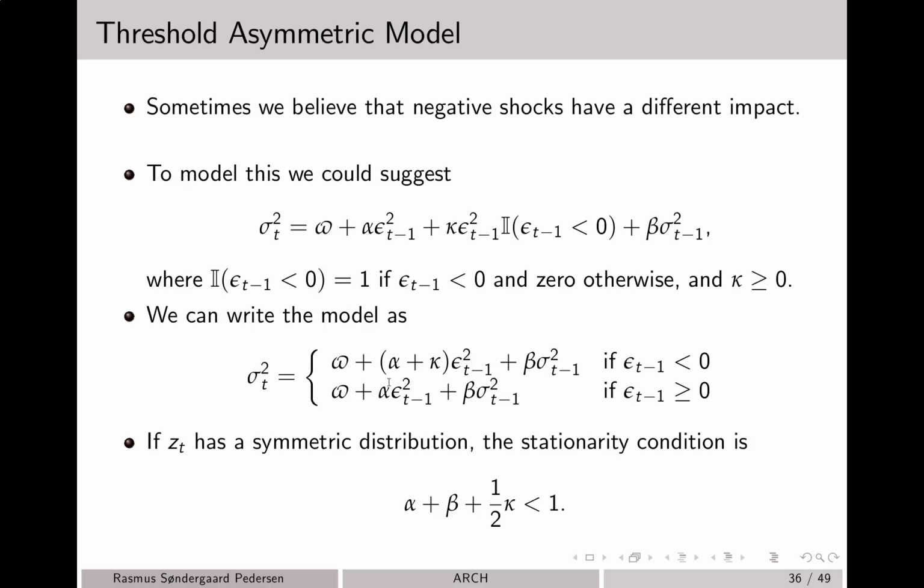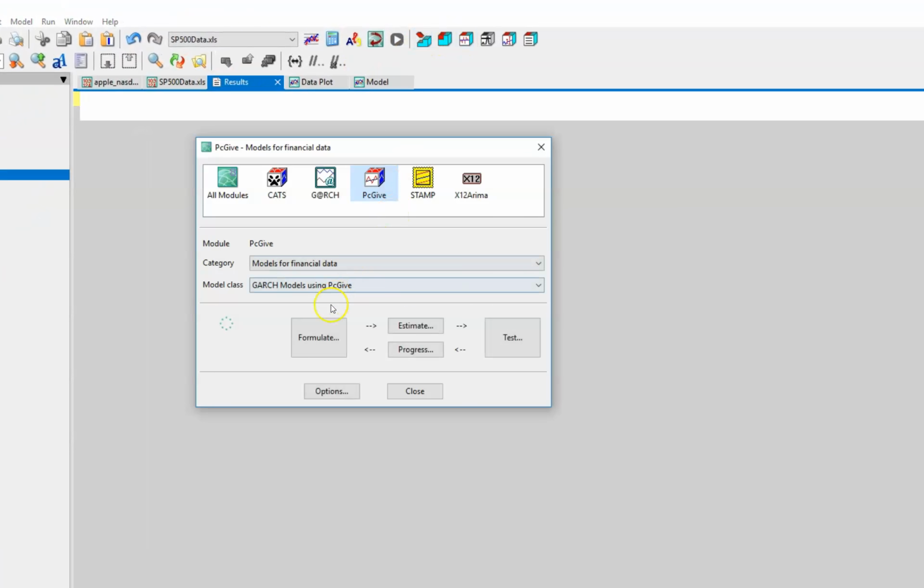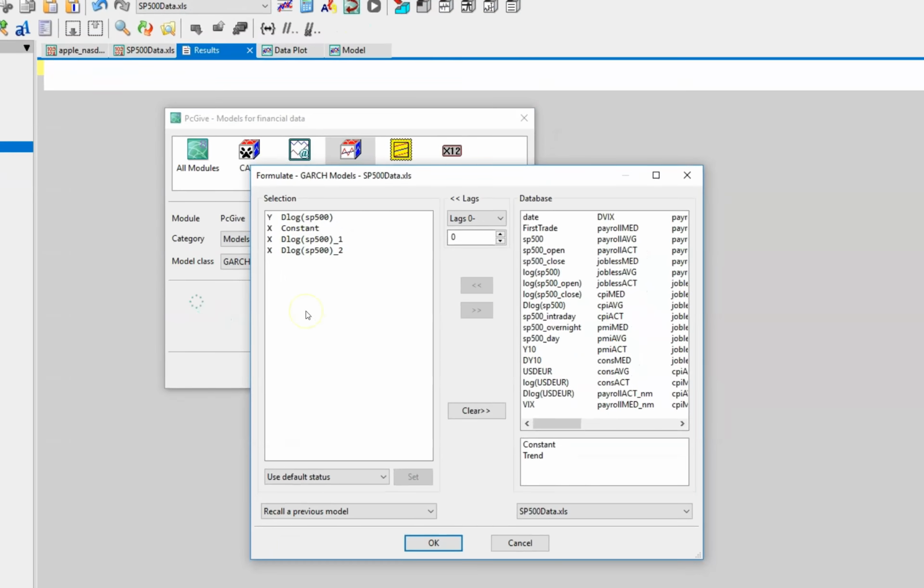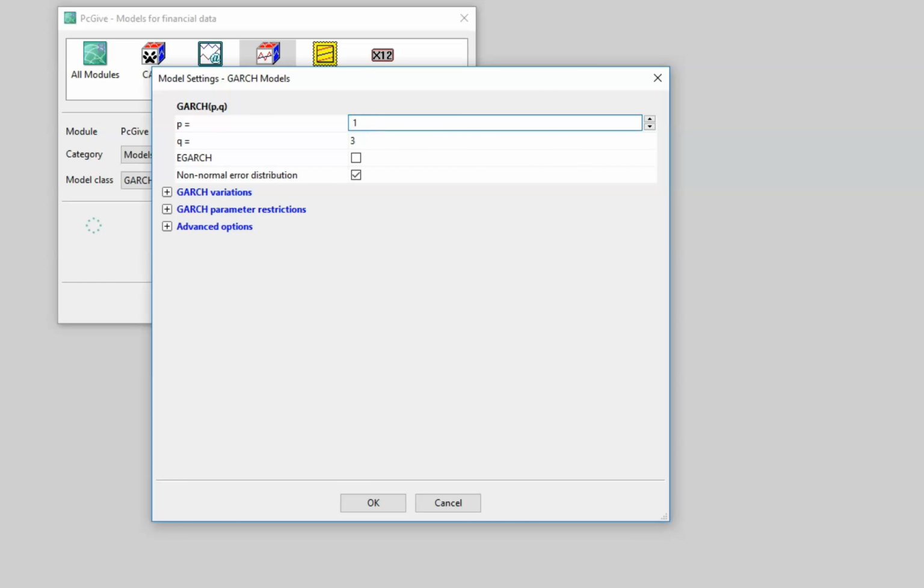One can show here that if Zt is symmetric, then the stationarity condition for this model is that alpha plus beta plus a half kappa is less than 1. We can try to estimate this model based on the S&P 500 data. Again, we include 2 lags in the conditional mean equation. Now we estimate a GARCH 1,1.